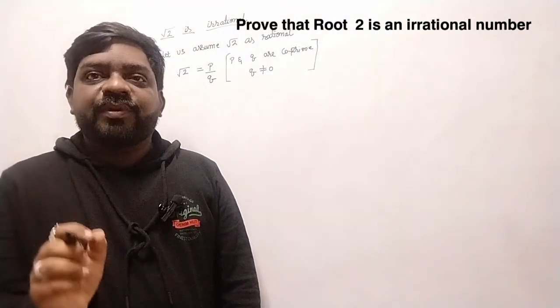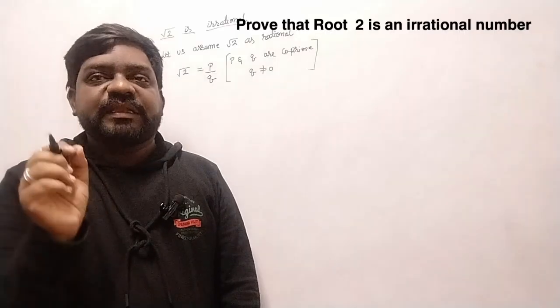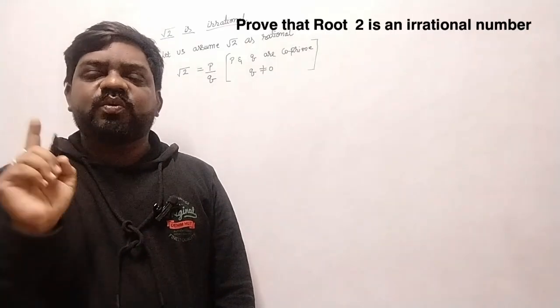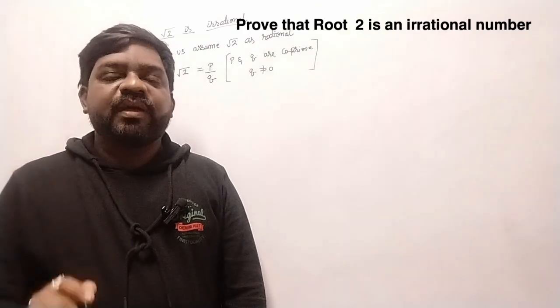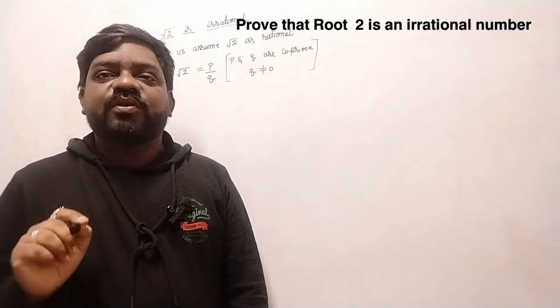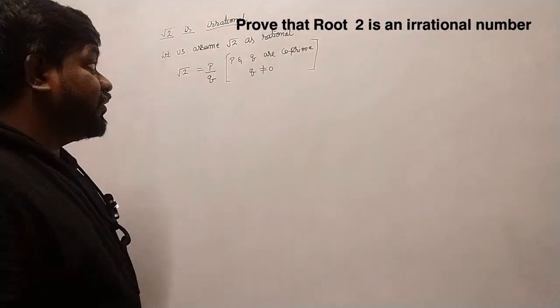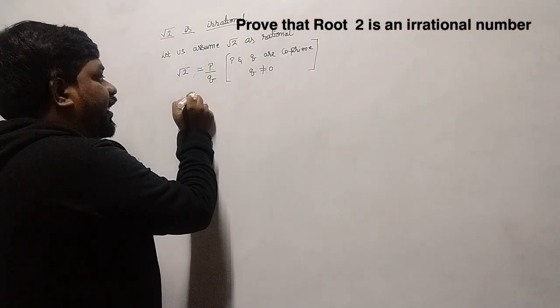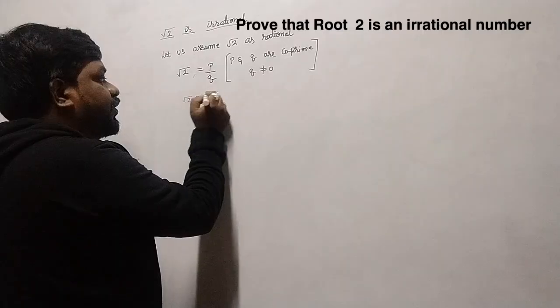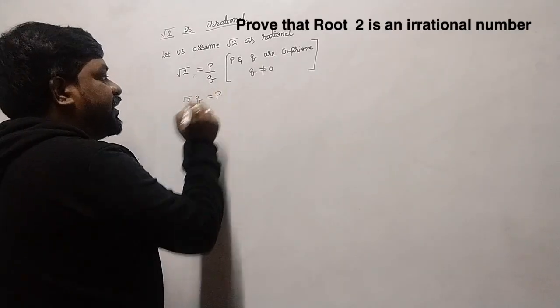P and Q are co-prime. Co-prime means the common factor of any two numbers should be equal to 1. Okay, then we call it co-prime, and Q is not equal to 0. Now shift this Q to the LHS and we can write root 2 Q equals P.